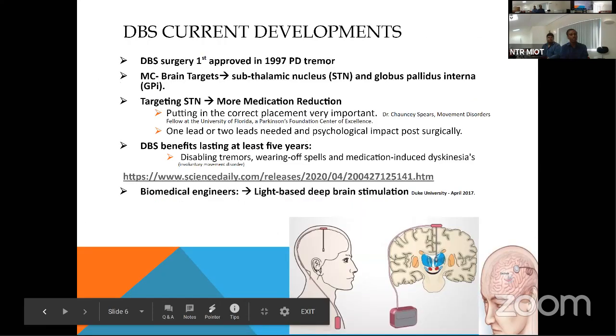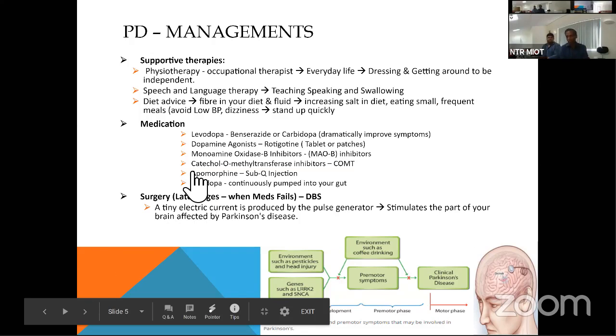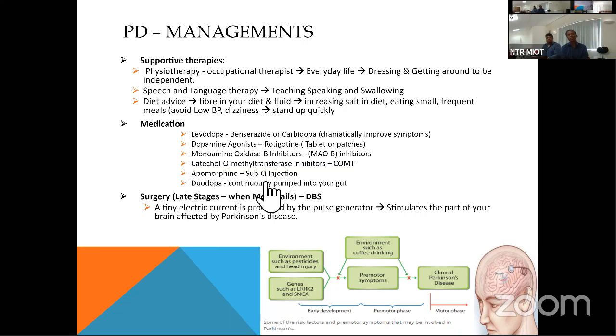The electronic era. Now something they can put some gadget inside and permanently stimulate the substantia nigra. These things they can find, they can invent later. This is Duodopa, so a continuous pump into the gut also. The future ones that they are using are very less used at the moment.